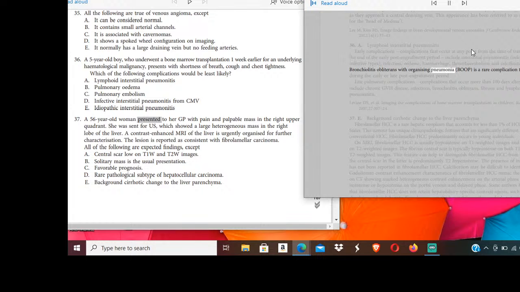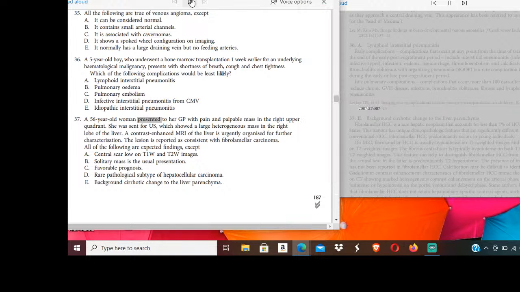Bronchiolitis obliterans with organizing pneumonia, BOOP, is a rare complication that may occur during the early or late post-engraftment period. Late pulmonary complications that occur more than 100 days after engraftment include chronic GVH disease, infections, bronchiolitis obliterans, fibrosis, and lymphoid interstitial pneumonitis. Levine DS, et al. Imaging the complications of bone marrow transplantation in children.